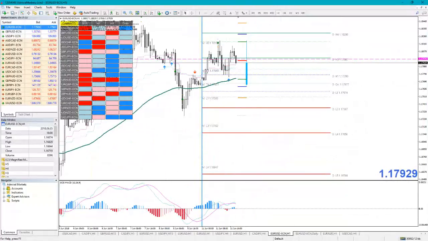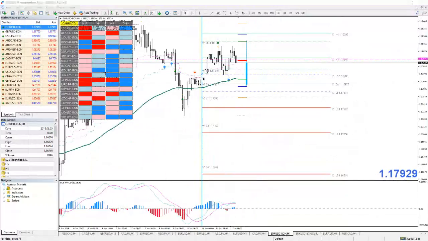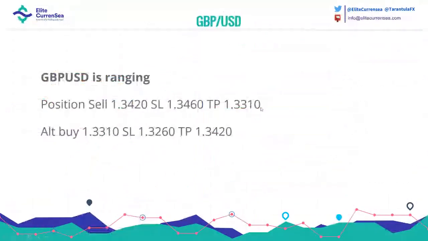Okay, next one is the GBP dollar. Sell 34.20, stop 34.60, TP 33.10. Buy 33.10, stop is 32.60, TP is 34.20. So this is the GBP dollar. Now the price is still, you see, this is the range. Also, the price moved up, now it's ranging.